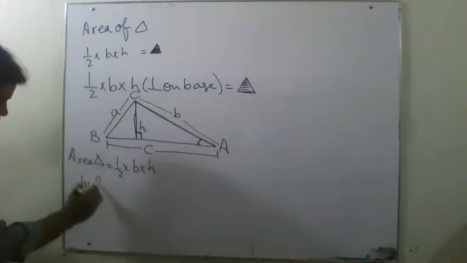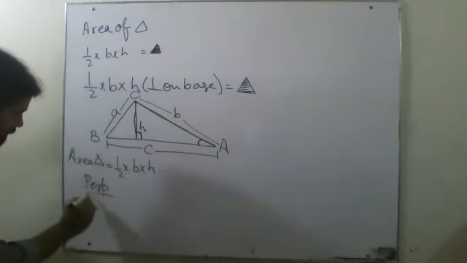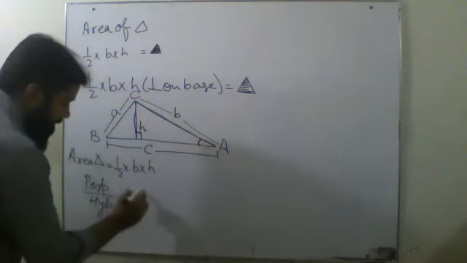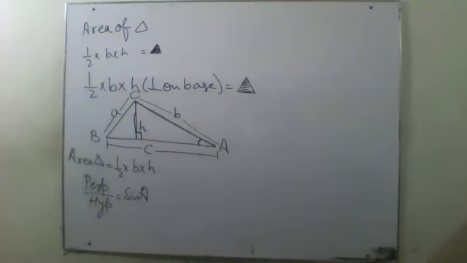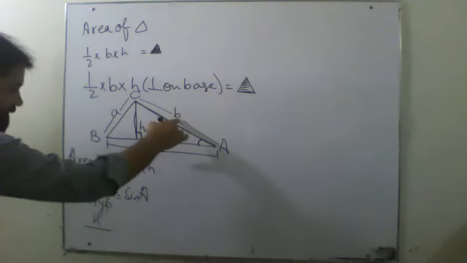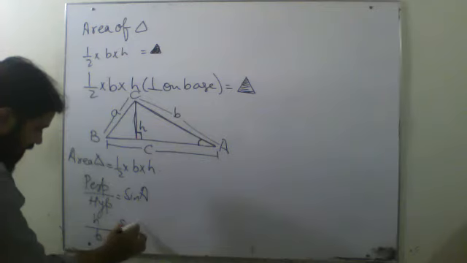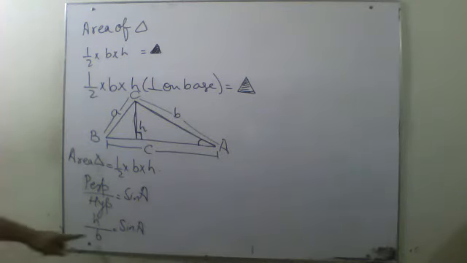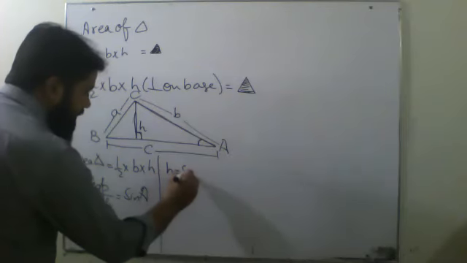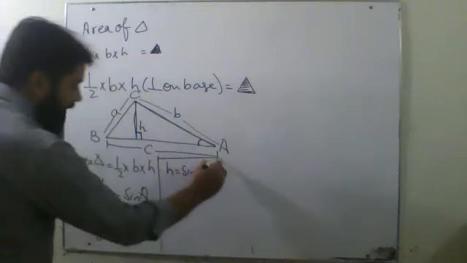Perpendicular and hypotenuse are related in only one ratio: perpendicular over hypotenuse equals sine of A. What's your perpendicular given? H. What's your hypotenuse given? B. So H over B equals sine A. Shifting B over here, H equals sine A into B. That's the value of H.